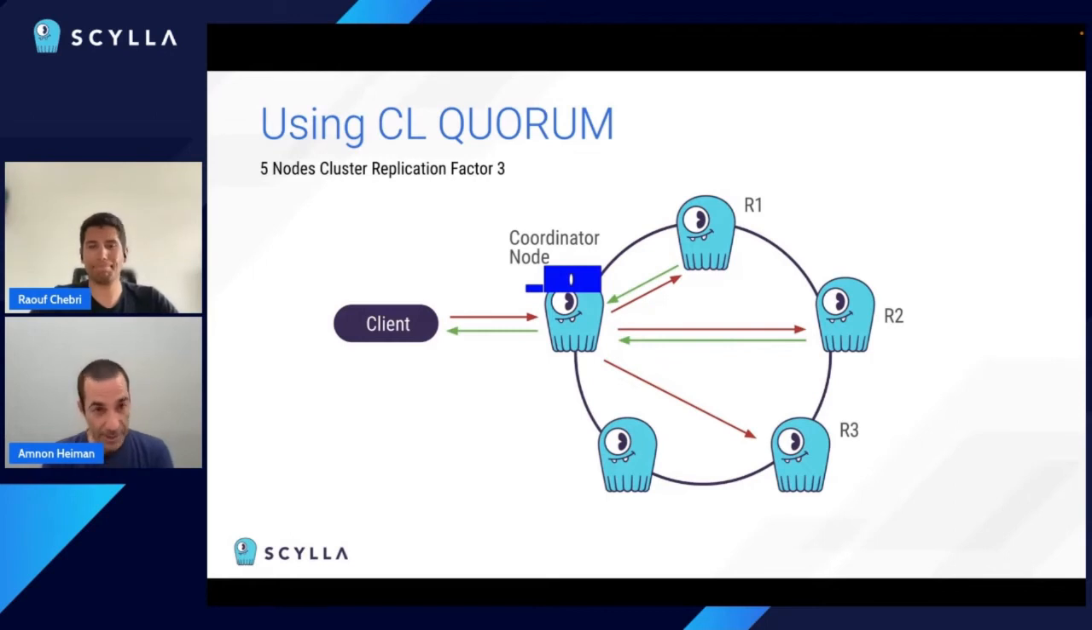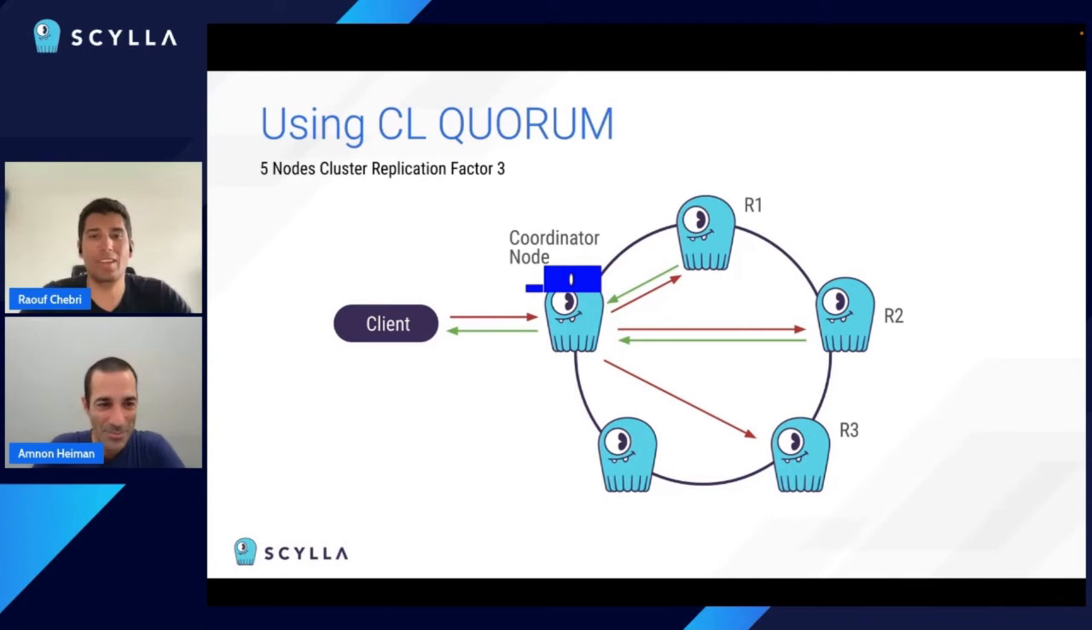And last, if we read and write with quorum, we get read-after-write consistency. Because if the client writes to at least two nodes and then reads from at least two nodes, there will be at least one node that is shared between those sets. So we got all three. Don't use either ANY or ALL.